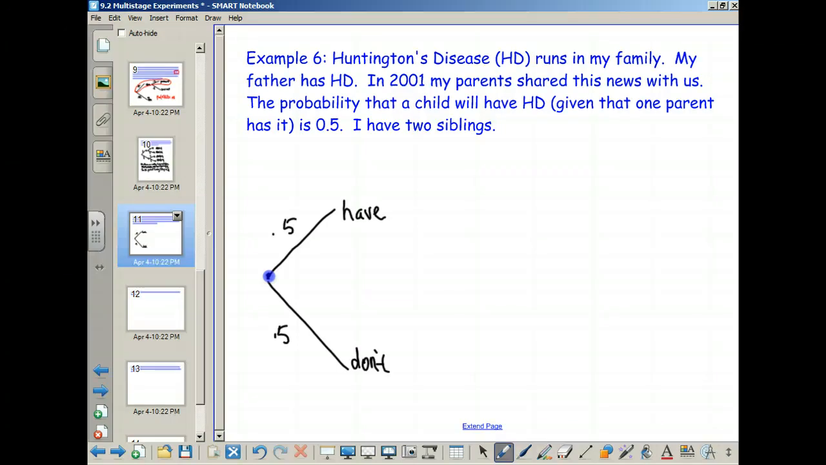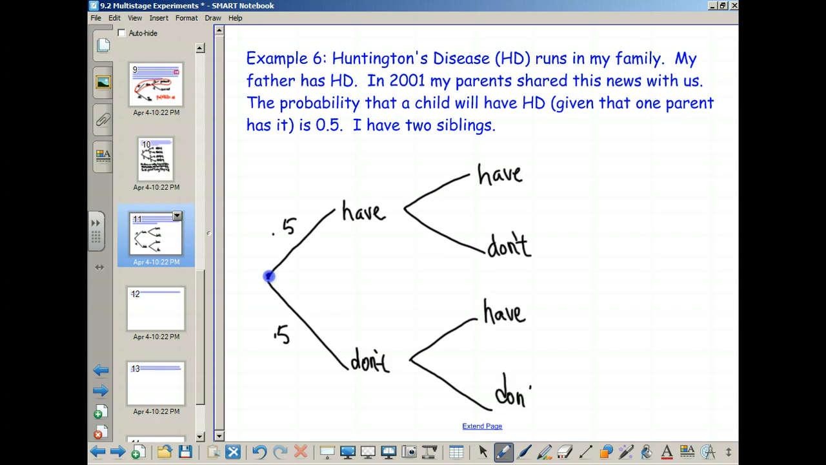But then we have child number 2. That's actually my sister. This is a completely independent event. There is absolutely no bearing of whether I have the disease and whether my sister does, just like there's no bearing on whether or not she's a boy or girl. She either has the disease or she doesn't. So I'm writing have and don't because I already started that way. And each one of those probabilities is 1/2, 0.5s.